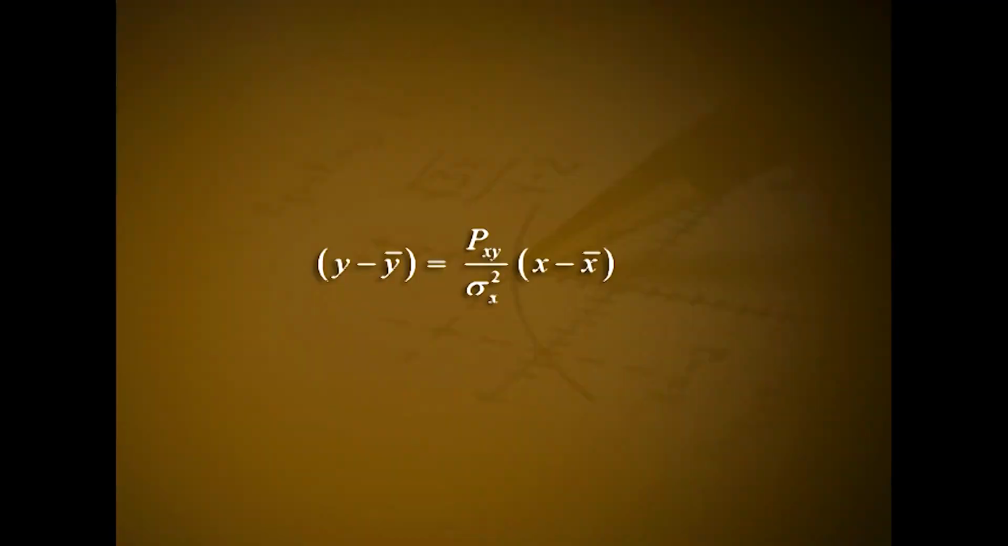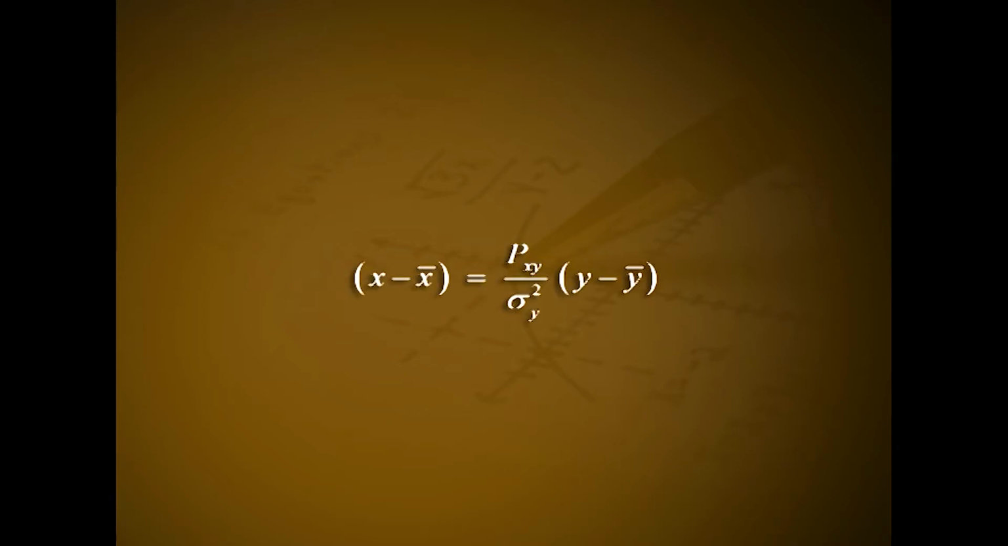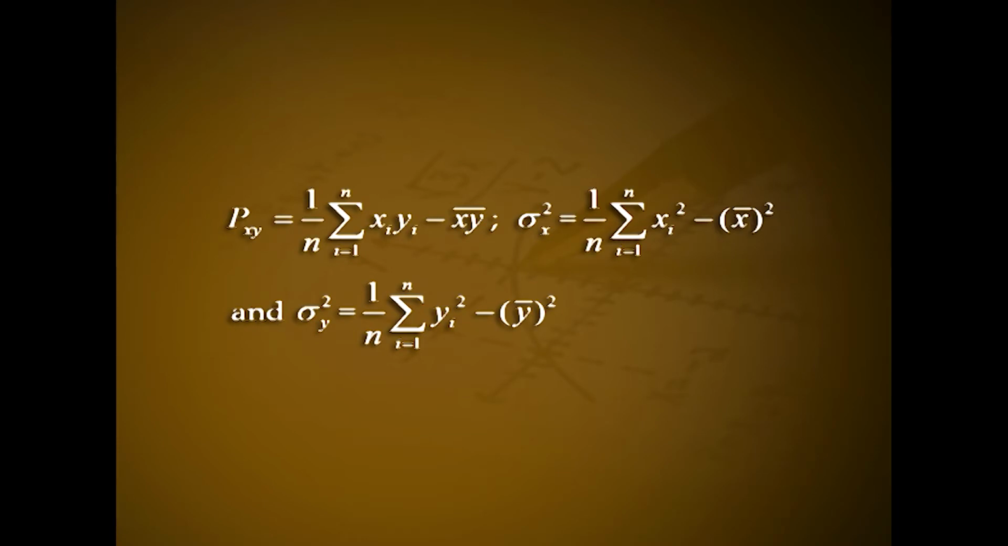Solution. The regression lines are y minus y bar equal to p_xy by sigma square x into (x minus x bar) and x minus x bar equal to p_xy by sigma square y into (y minus y bar). To find x bar, y bar, p_xy, sigma square x and sigma square y: p_xy equal to 1 by n into summation over i from 1 to n xi yi minus x bar into y bar. Sigma square x is equal to 1 by n summation over i from 1 to n xi square minus x bar square, and sigma square y equal to 1 by n into summation over i from 1 to n yi square minus y bar square.